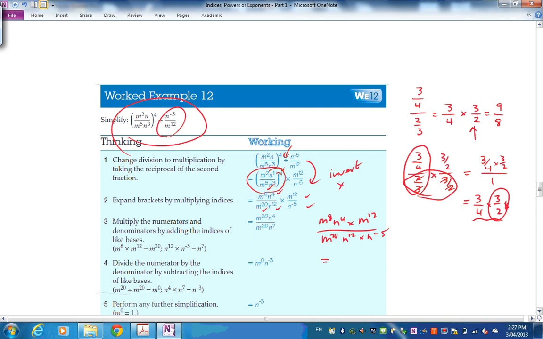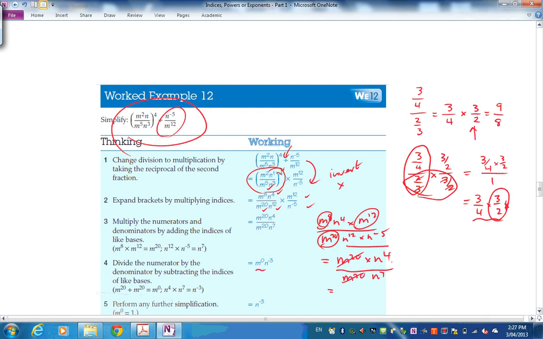So now we can collect up the m's. What do we got? m to the 20. Multiplication is addition of powers, times n to the 4th, and in the bottom line we've got m to the 20 here, and n, add those up, n to the 12 take 5 is 7. So what have we got? These will cancel out, or just give m to the 0 if you wish, which is 1.